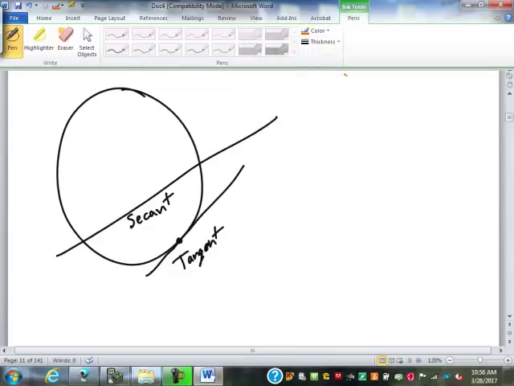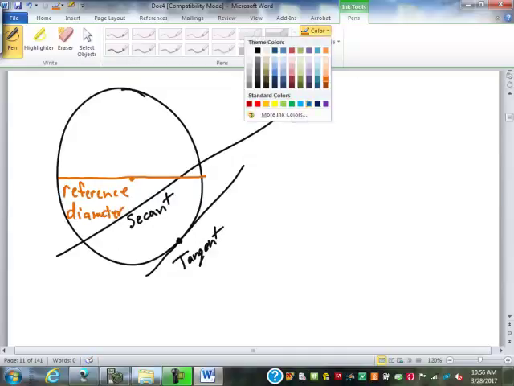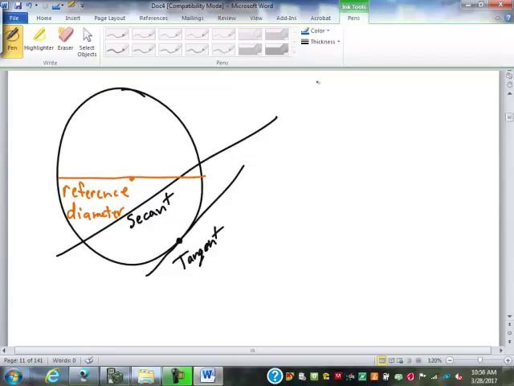A secant is technically defined to be a line or a segment that is part inside and part outside of the circle. Now this next piece is a little unusual. Not a lot of textbooks actually define this. This is something called a reference diameter. The reference diameter is just the horizontal diameter across the circle, in most cases. Sometimes we do a little bit of a switch. We start talking about complementaries, and the reference diameter becomes the vertical diameter. But for the most part, the reference diameter is the horizontal diameter.